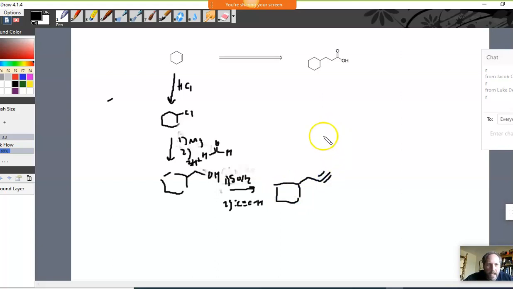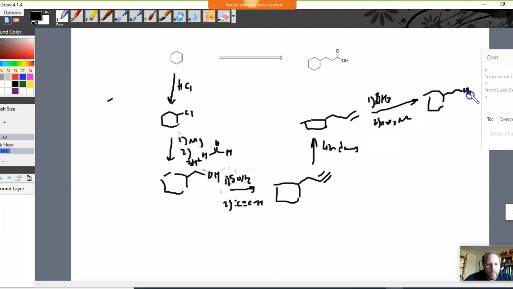Give you that. Then do Lindlar's to get to the double bond. Do anti-Markovnikov, BH3, H2O2, sodium hydroxide, give you the alcohol, and then oxidize it.